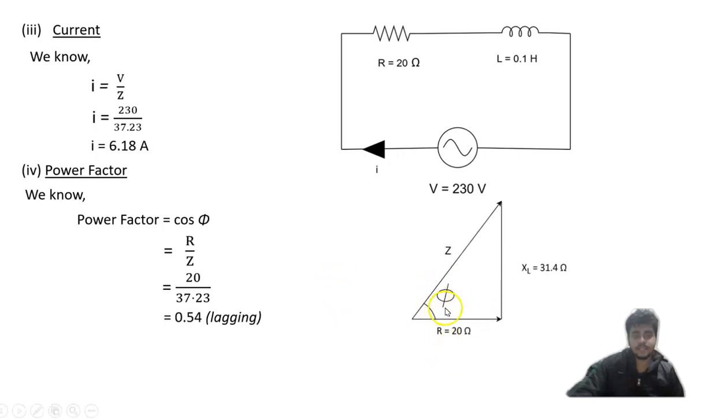From the impedance triangle, we get a clearer view of the phi. Here cos phi, if we try to represent, then we have that R as the base and Z as the hypotenuse. So cos phi equals base by hypotenuse, and then we get 0.54.